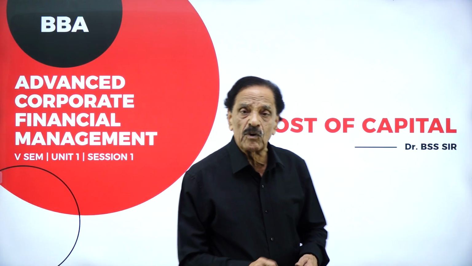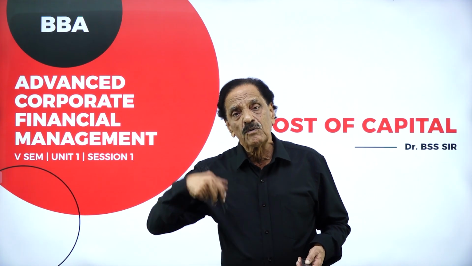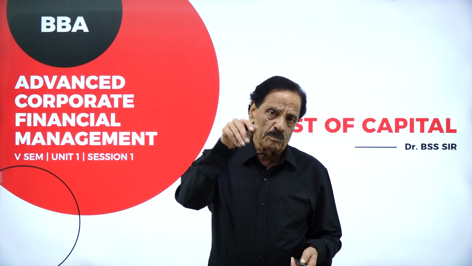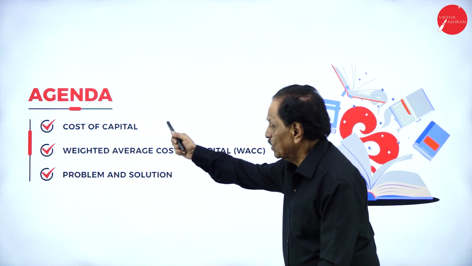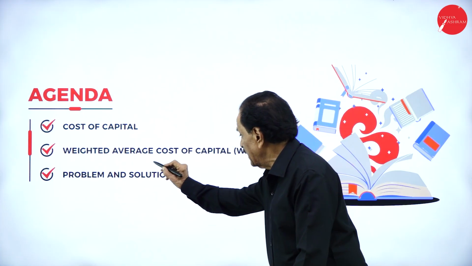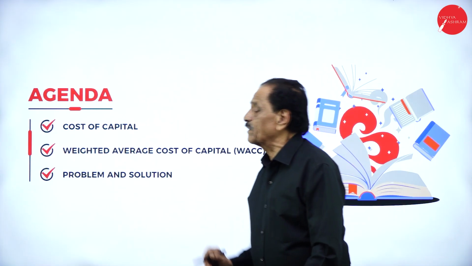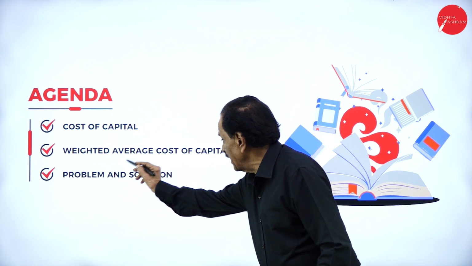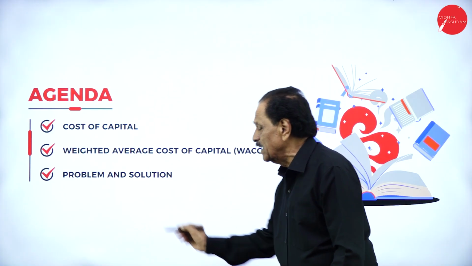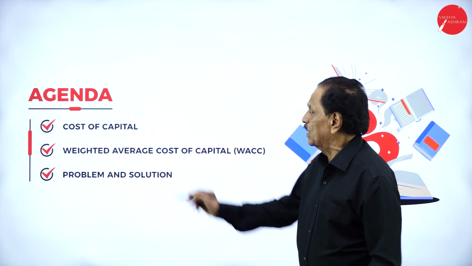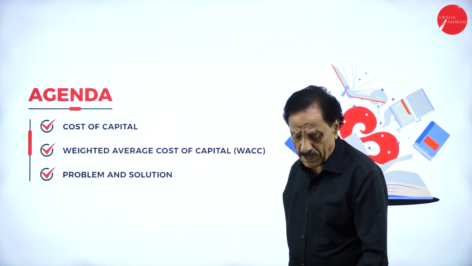I am going to explain what do you mean by cost of capital, what do you mean by weighted average cost, and then I will go to problem. Agenda: cost of capital, weighted average cost. Today I am going to discuss one is cost of capital, second one weighted average cost of capital, number three problems and solution on weighted average cost of capital.